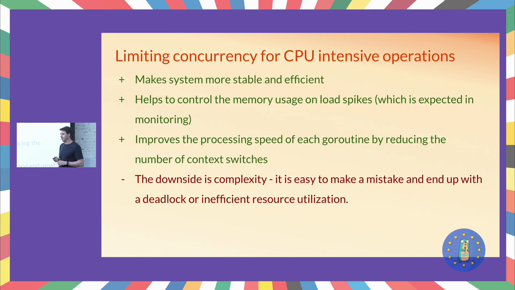The downside of limiting concurrency here is that you can easily make a mistake. For example, if you apply limiting concurrency to I/O operations, you can end up in a situation where one worker waits for a response from disk or network, and disk or network are unpredictable and unstable. They can introduce a lot of delays, and that means your worker will be just doing nothing, waiting for the network to respond. So this is why it is usually used for CPU-intensive work.